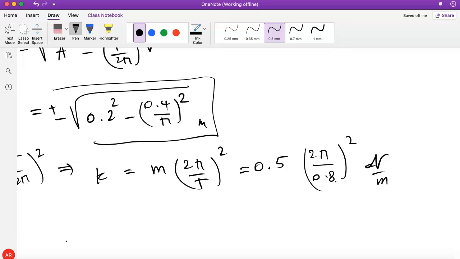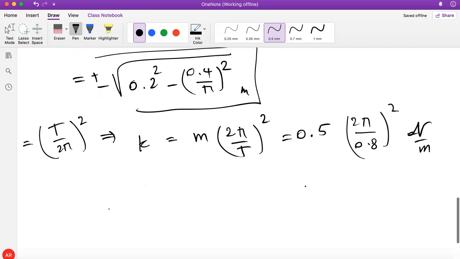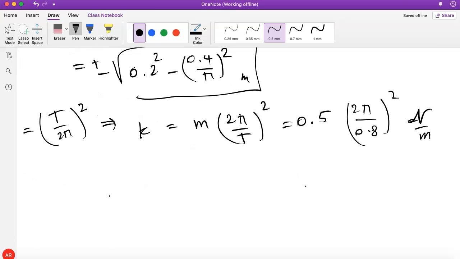And another way to think about it is, of course, F is equal to ma, right? So it's kilogram meter over second squared, which cancels that meter. So it's kilogram over second squared. And that works, right? Because this 0.5 here is in kilograms, this 0.8 is in seconds, and the 2 pi is just a dimensionless number. Again, if you plug that into a calculator, you're going to get a number.